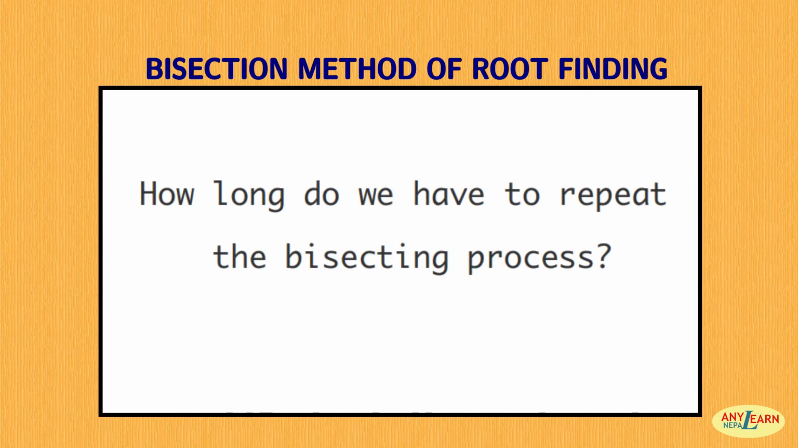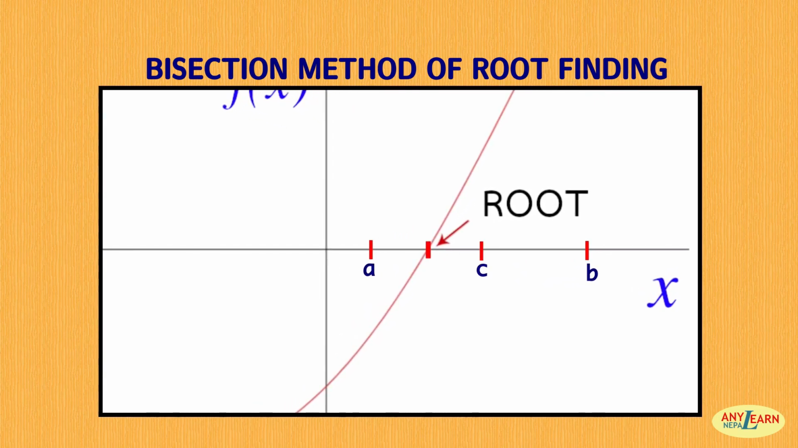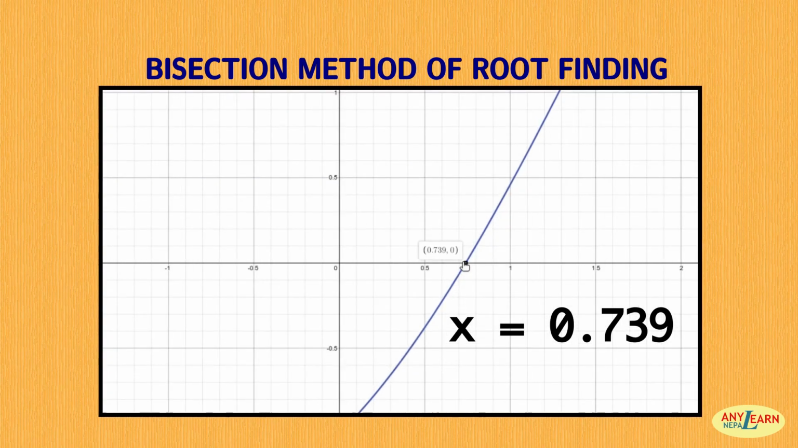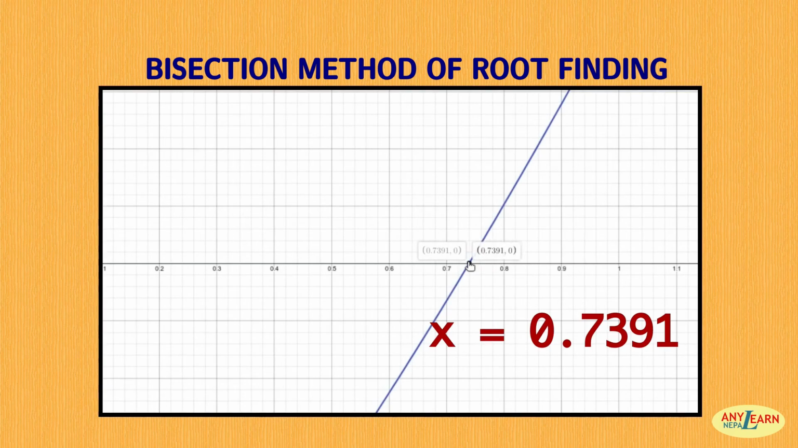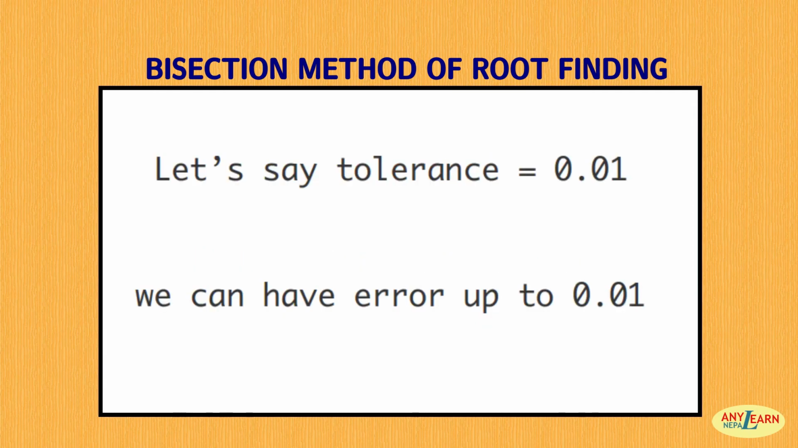And the next question is, how long do we have to repeat the bisecting process? We have to keep bisecting the interval and selecting the root-containing interval, and again bisecting, and again the same process. We have to keep going until we get our required significant figures. We will never get the exact value in the case of decimal digits, but we can get a value very close to the exact value. So we first finalize our tolerance value. That means how much error is okay for us.